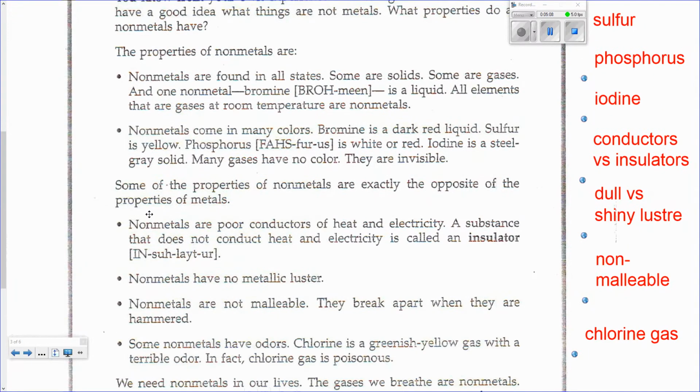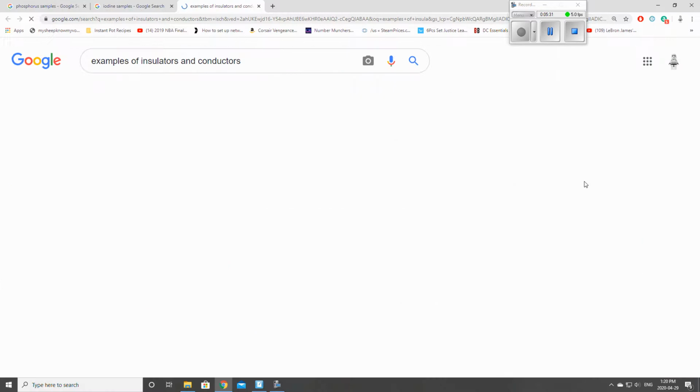Some properties of nonmetals are the exact opposite of the properties of metals. Nonmetals are poor conductors of heat and electricity. A substance that does not conduct heat and electricity is called an insulator. Everyone say insulator. So, conductors versus insulators.